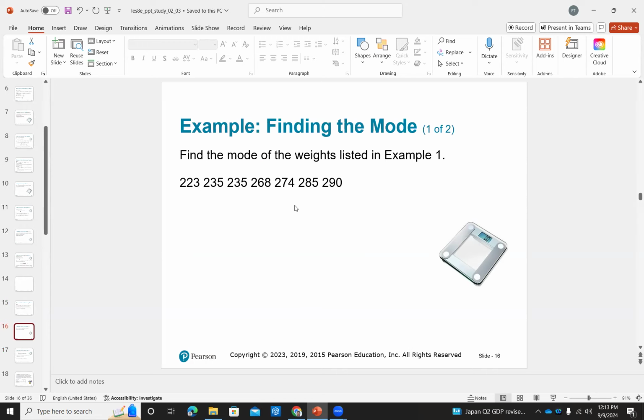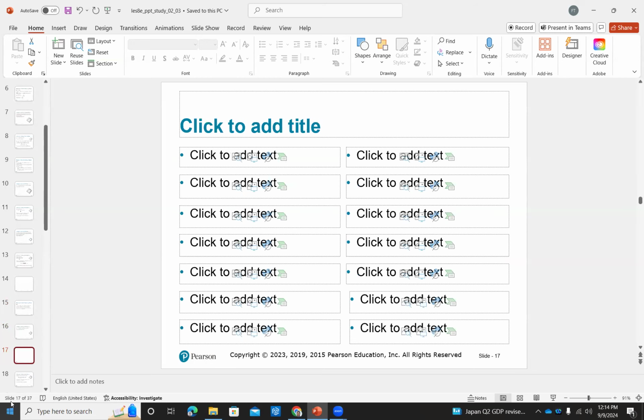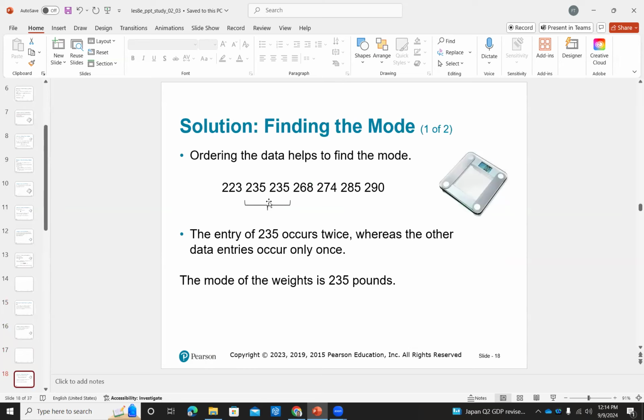So we need to first think how many times each number is repeating. So 223, I see just one time showing up. 235, I see it 2 times. So far, this is the number which repeats more than once. 268 just shows up once. 274 just shows up once. And these two numbers are showing up just one time. So the only number that shows up more than one time is 235. So 235 shows up twice, and every other number is showing up just once. Therefore, the mode of this data is 235.